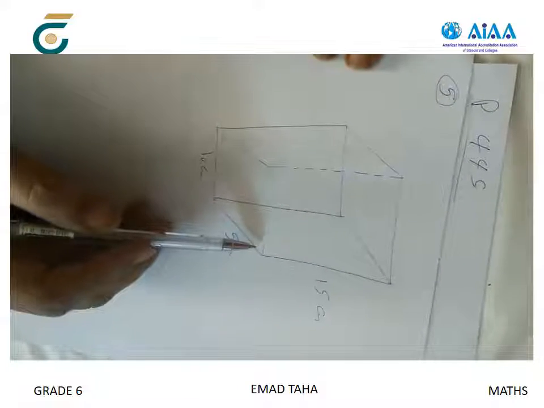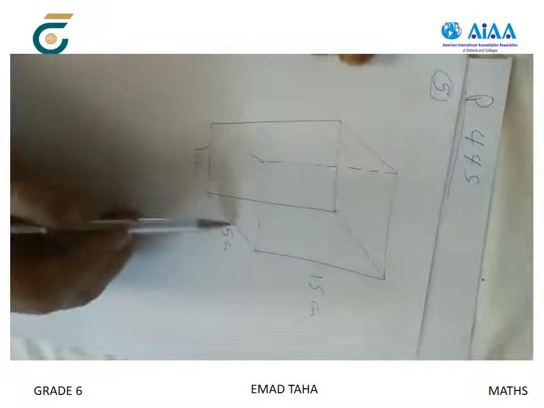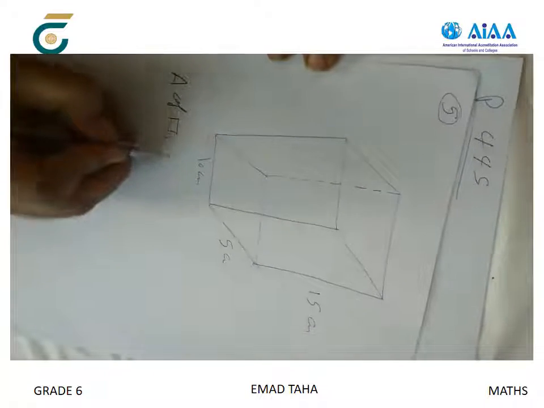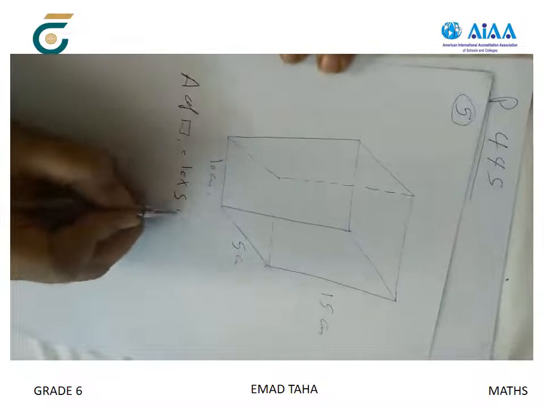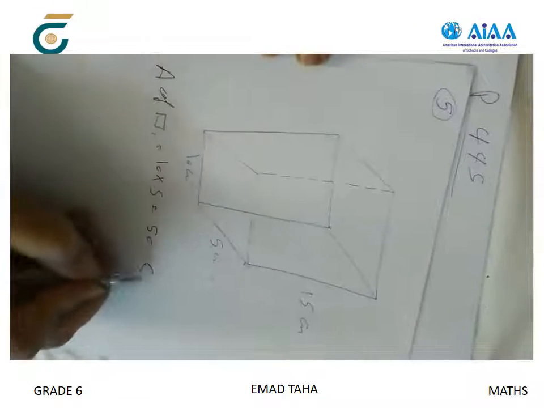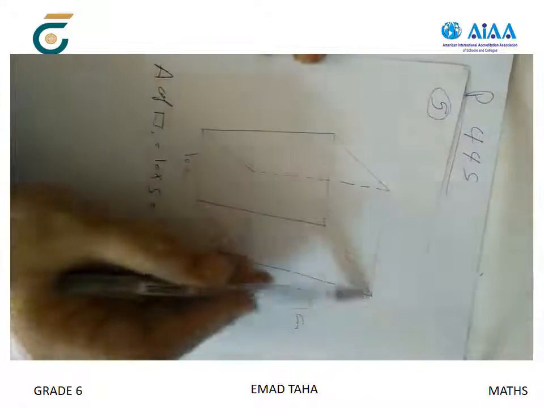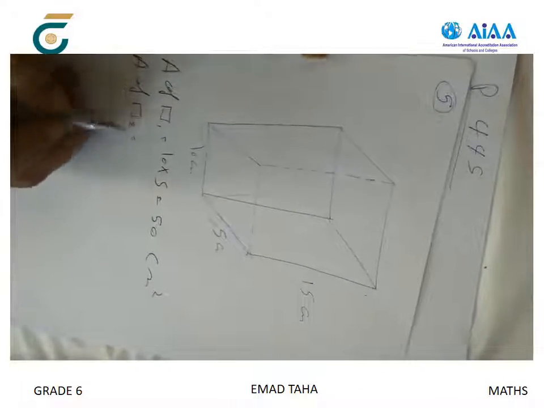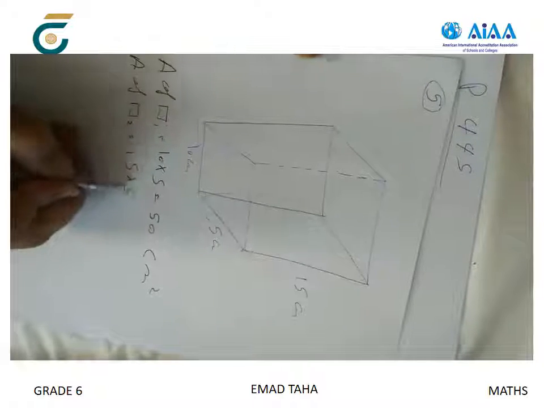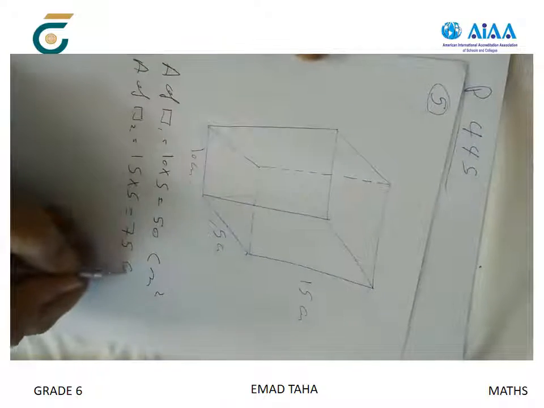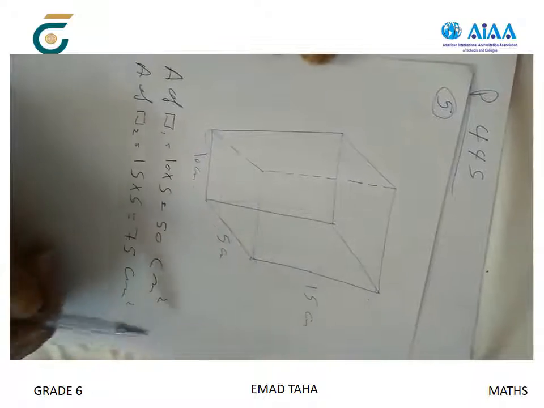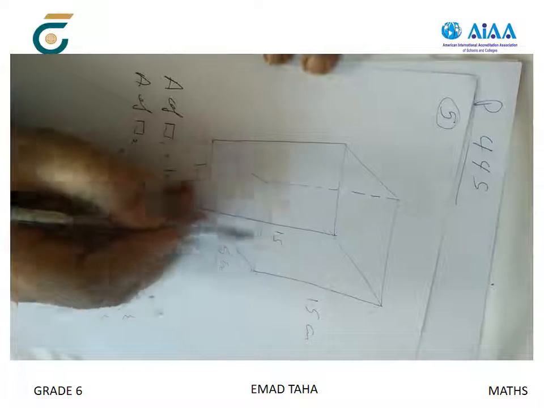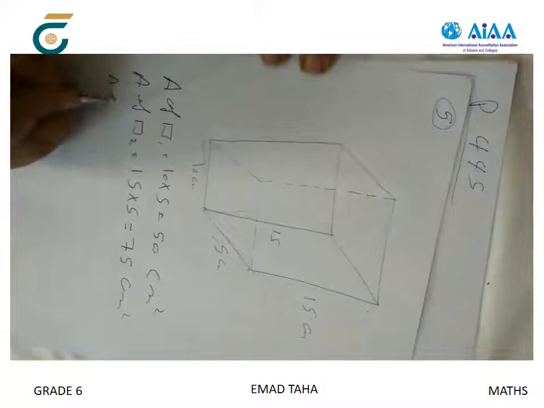Okay, the last one, the area of a rectangular prism. Here we have 6 faces. The face at the bottom is 5 and 10, so the area of the first rectangle is 10 times 5 equals 50 square centimeters. The side one, the area of the second rectangle, is 15 times 5 equals 75 square centimeters. And the last one is the opposite one here, 10 and 15, so the area of the third one equals 10 times 15 equals 150 square centimeters.